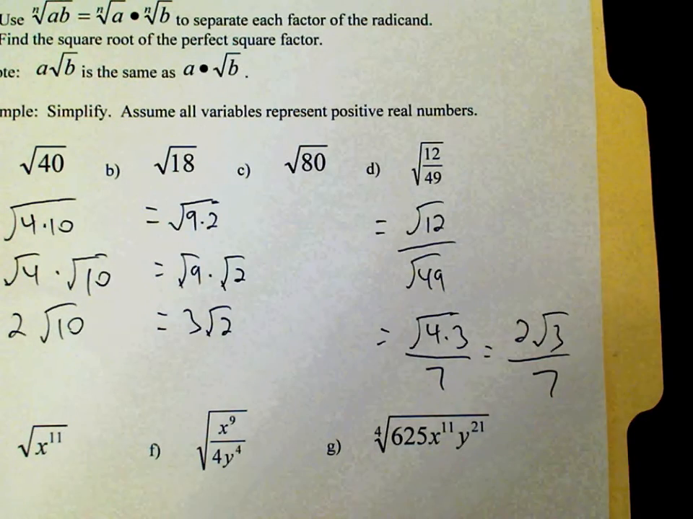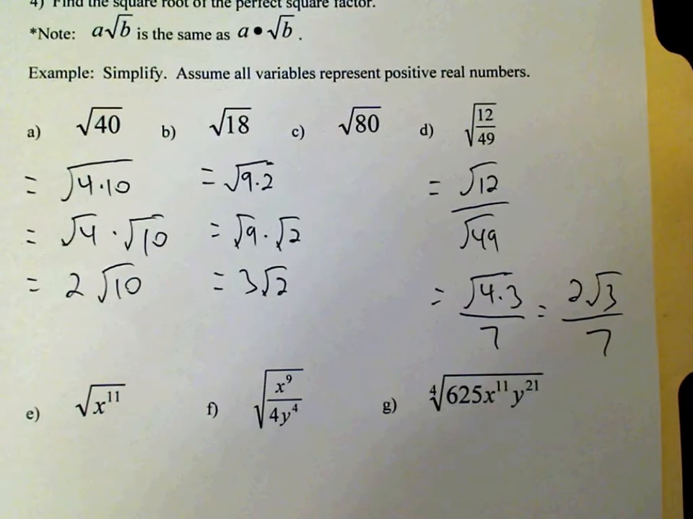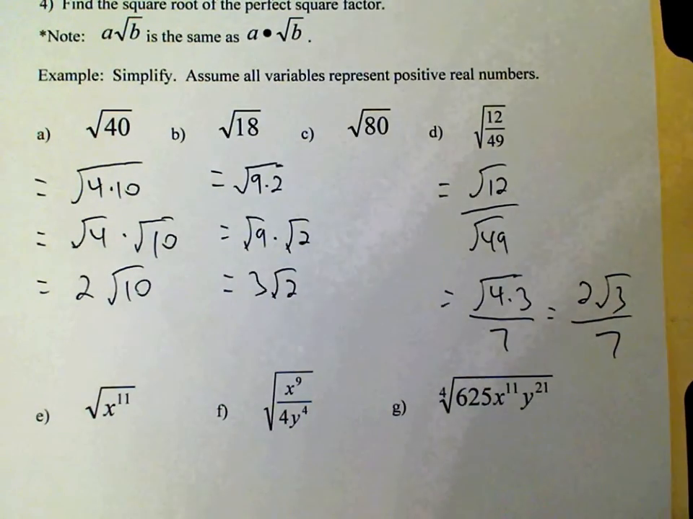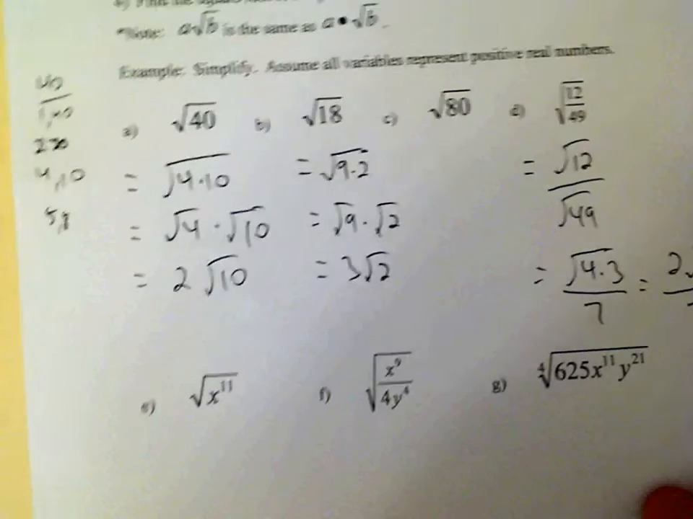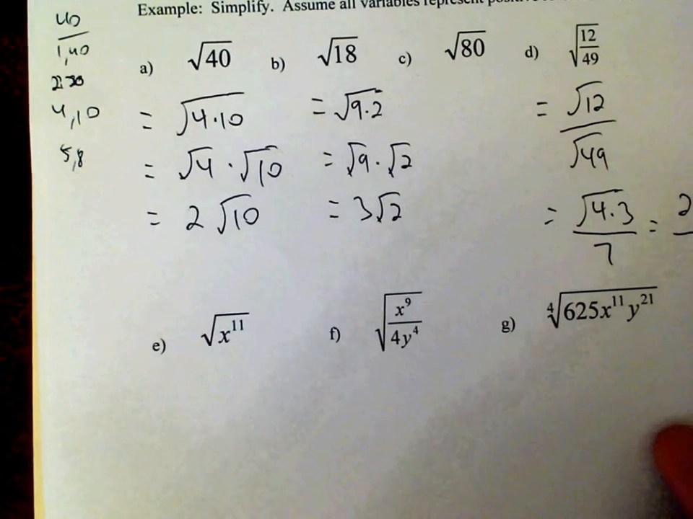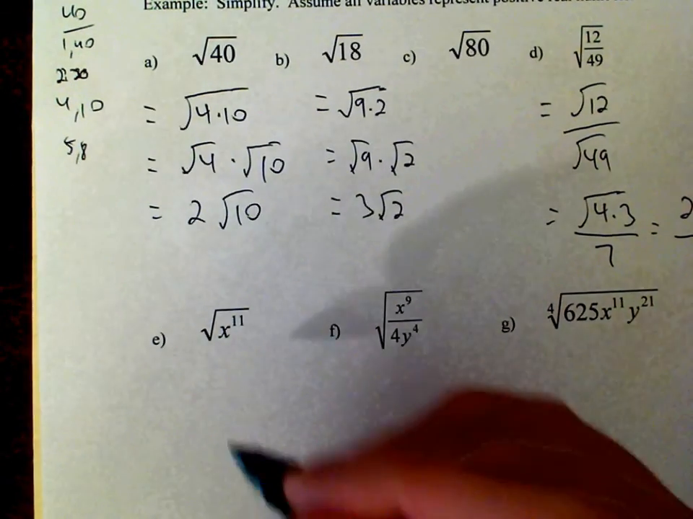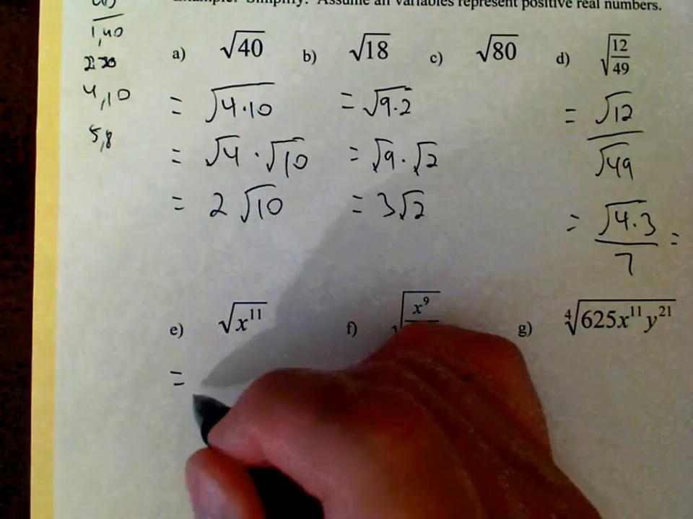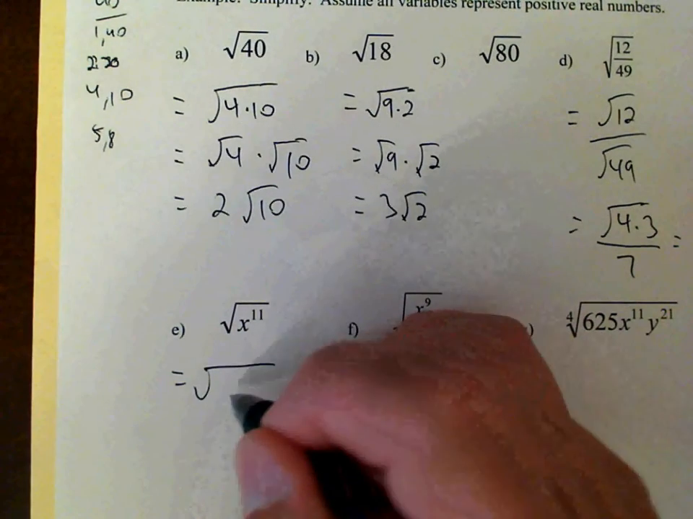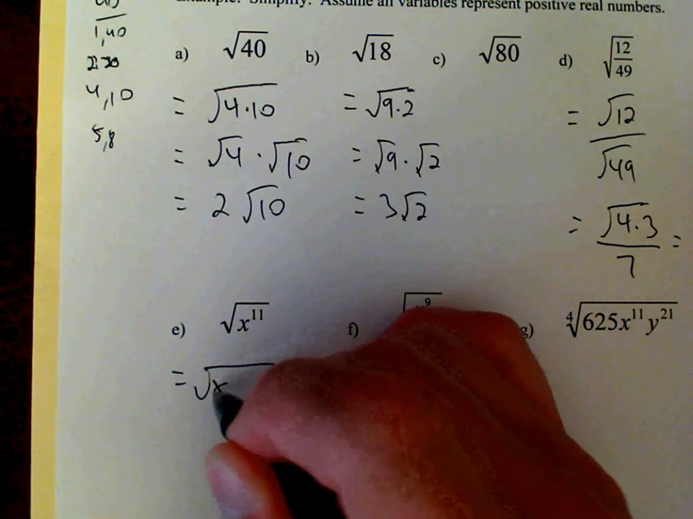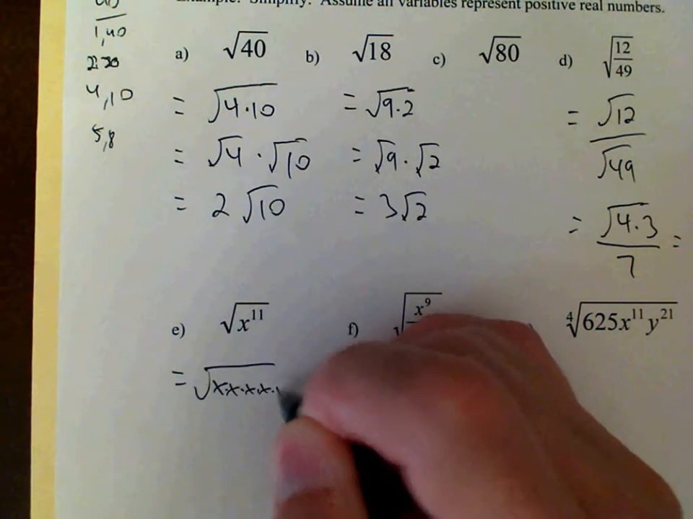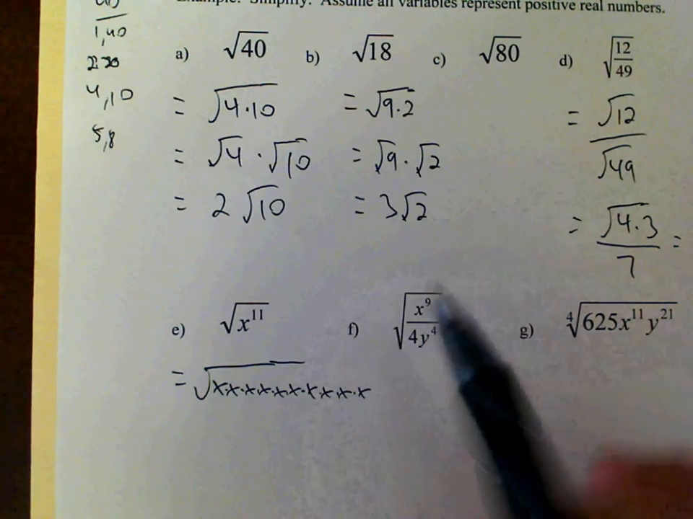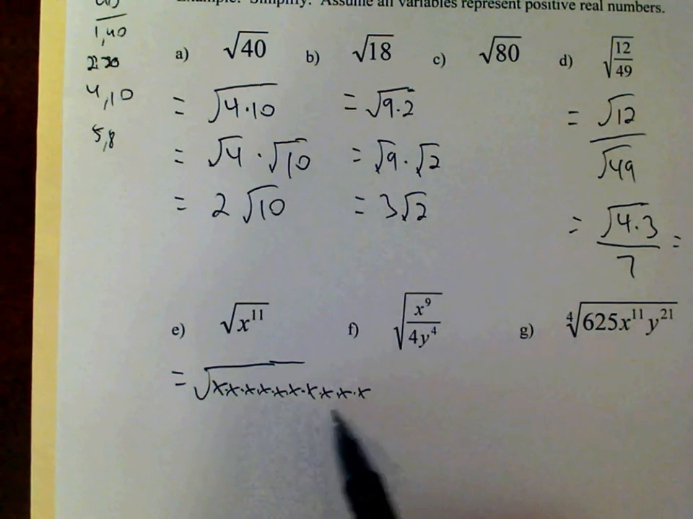Well, let's simplify some radicals that have variables now. And once again, we're assuming the variables represent positive real numbers. So start with this first one, the square root of x to the 11th. I'm going to do this one the long way, and then I'm going to show you a really shortcut way. So the first thing I'm going to do is rewrite x to the 11th as the square root of x times x times x times x. I'm going to write 11 times. How many do I have? 1, 2, 3, 4, 5, 6, 7, 8, 9, 10, 11.